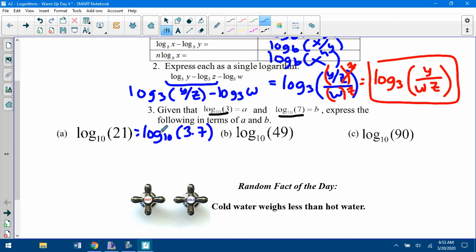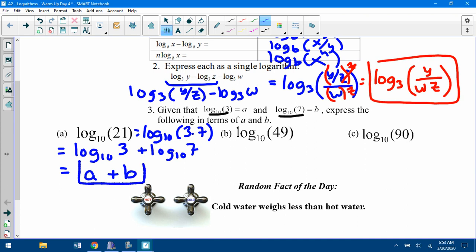So before I can start subbing in, my answer is not a times b because I have to split those up. I have to have just log base 10 of 3, and just log base 10 of 7. So 1 log multiplied becomes 2 logs added. Log base 10 of 3 plus log base 10 of 7. And now I can sub in. Log base 10 of 3 is a, plus log base 10 of 7 is b. So it's a plus b. Kind of tricky.